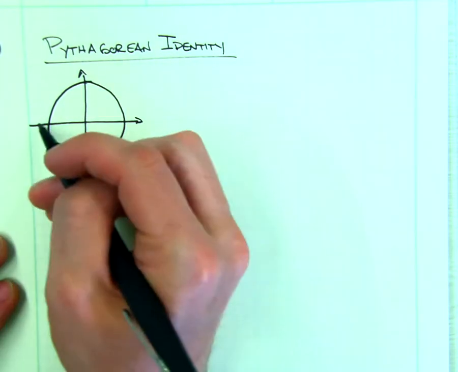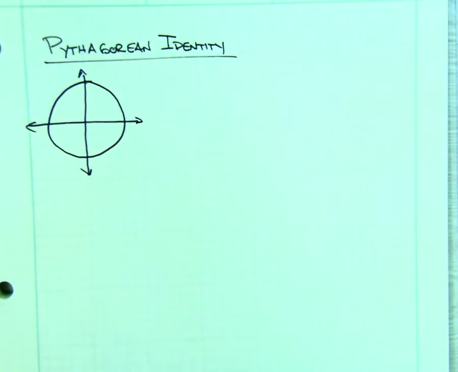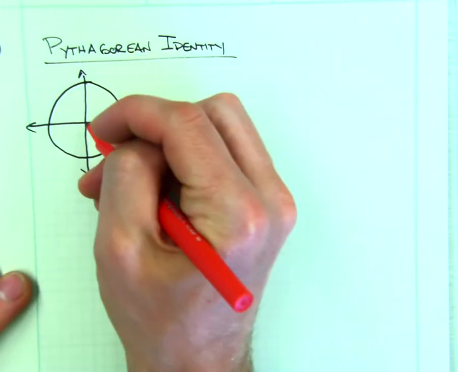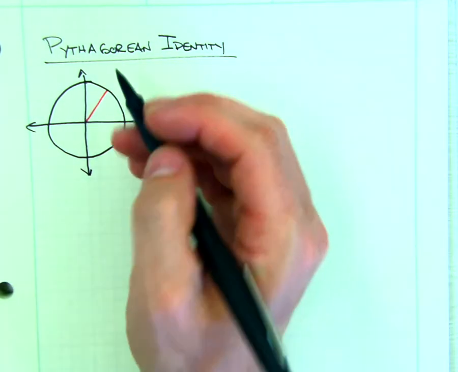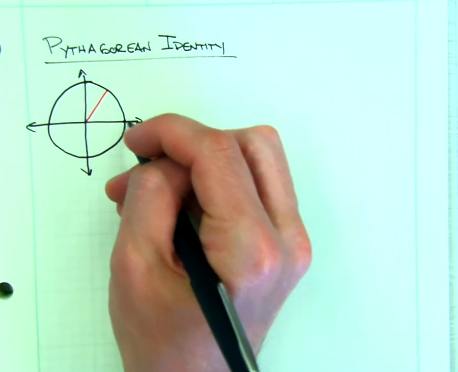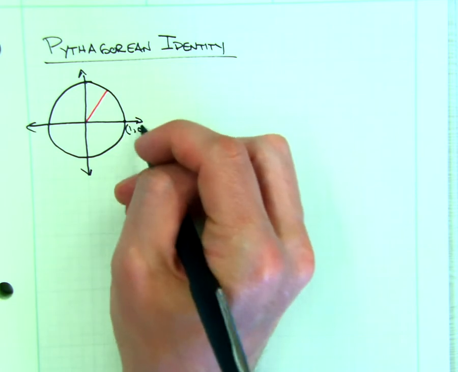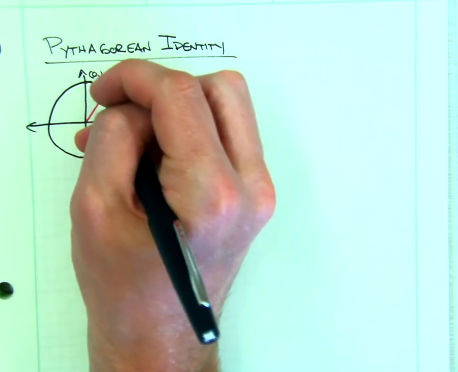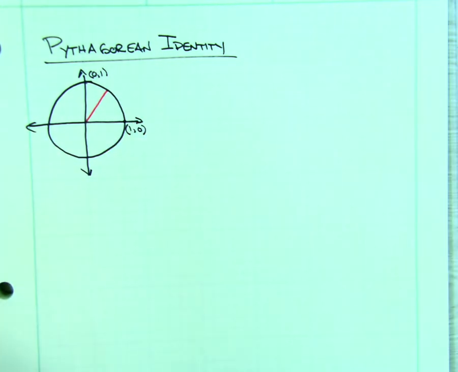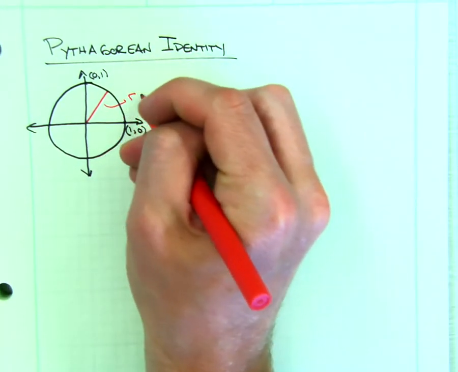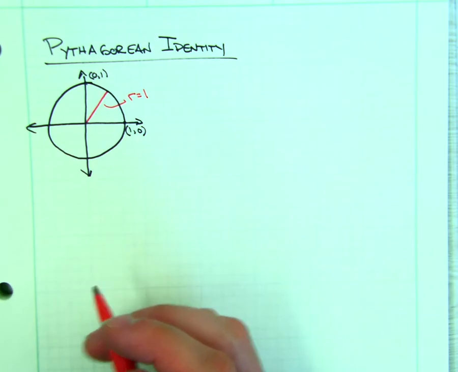If we remember from the unit circle, no matter where we are on the unit circle, part of the thing that makes it the unit circle is the fact that the radius is always 1. So out here, I'm at (1, 0). Up here, I'm at (0, 1), all the way around. So I know that the radius, r, is always equal to 1.